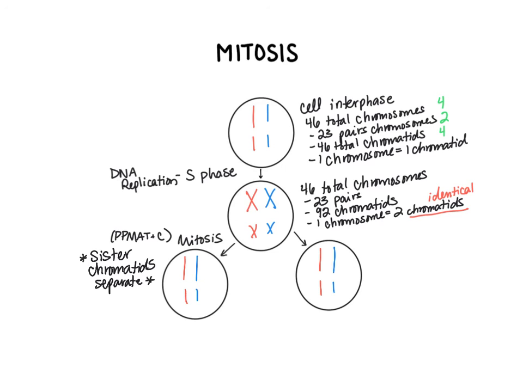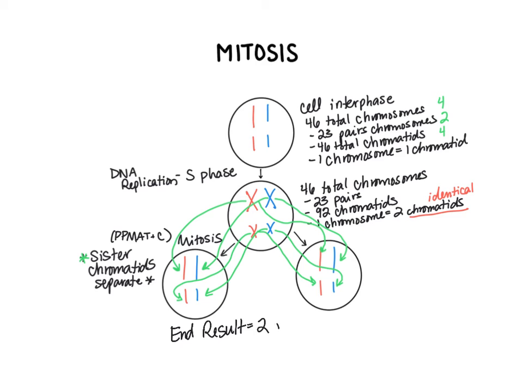All right, so remember that these sister chromatids separated. And so one went into one daughter cell, the other went into the other daughter cell. Same thing with the blue chromosome. One went into one daughter cell and one went into the other. Same thing with the second set of chromosomes, where each chromatid goes into one of the daughter cells. So ultimately what we end up with, our end result, is two daughter cells.